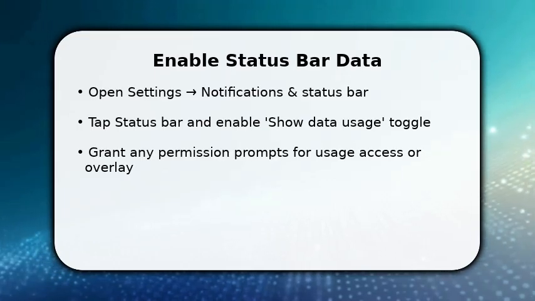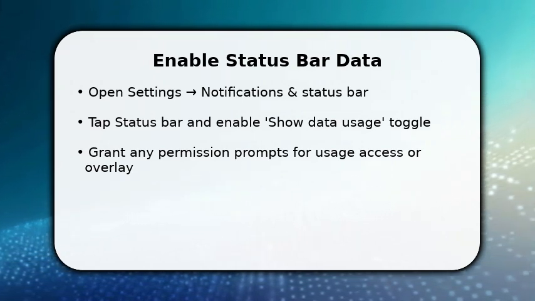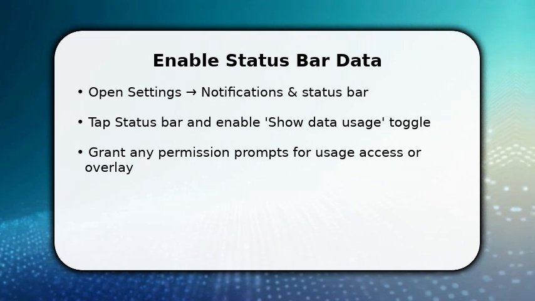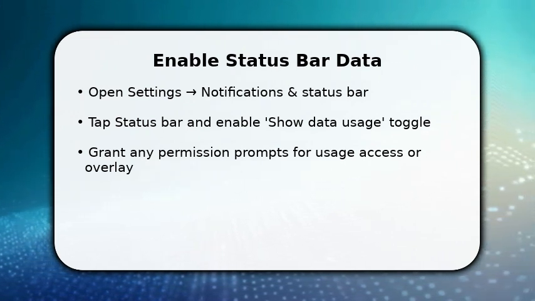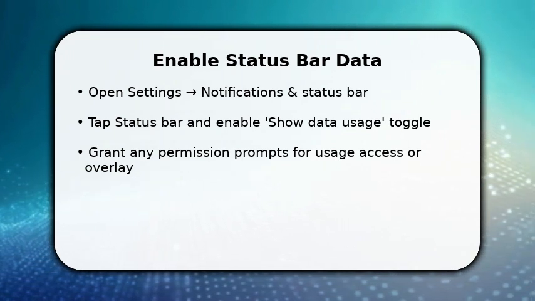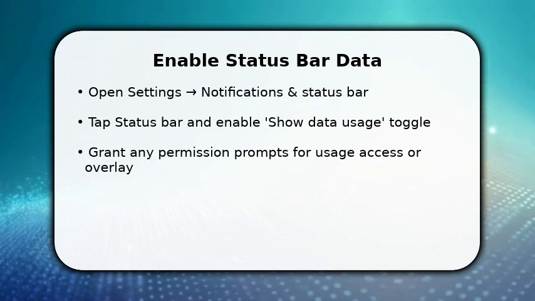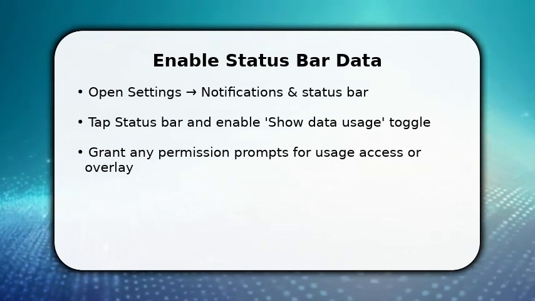You start by opening Settings and going straight to Notifications and Status Bar to save time. Tap Status Bar, then locate and enable the Show Data Usage toggle. This is the primary switch that activates live counters. If a permission dialog appears, grant usage access and overlay permission so the counter can read network stats.